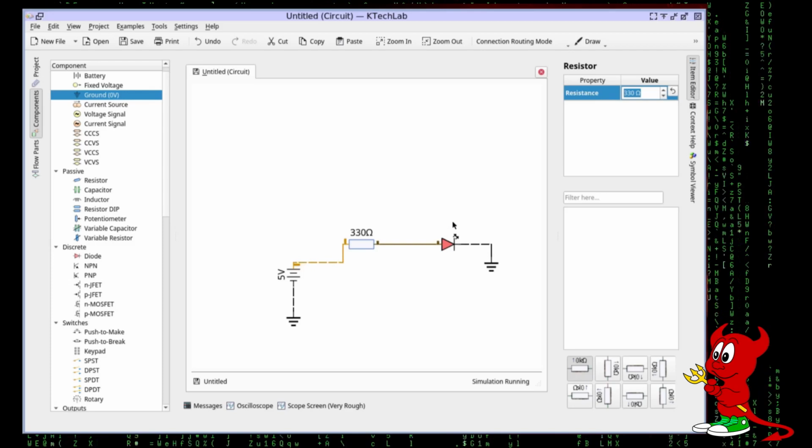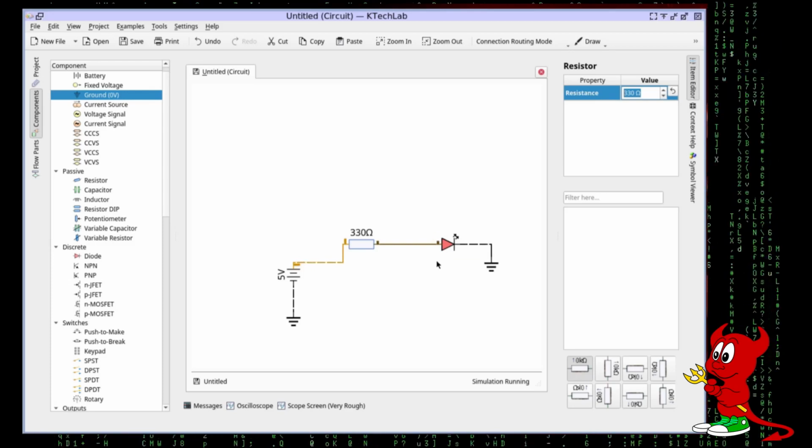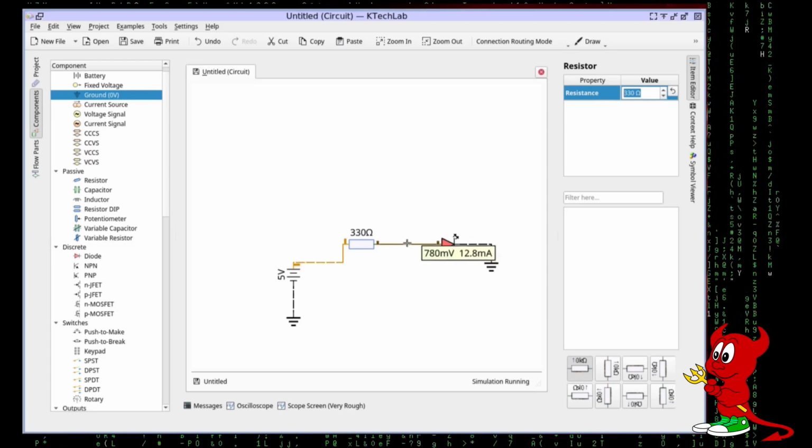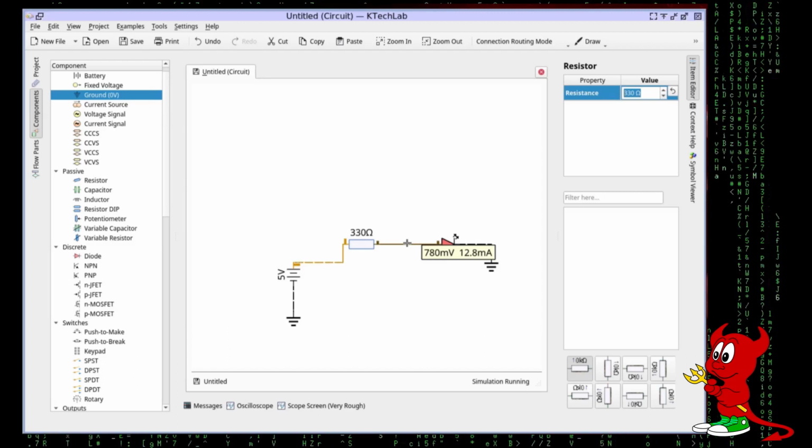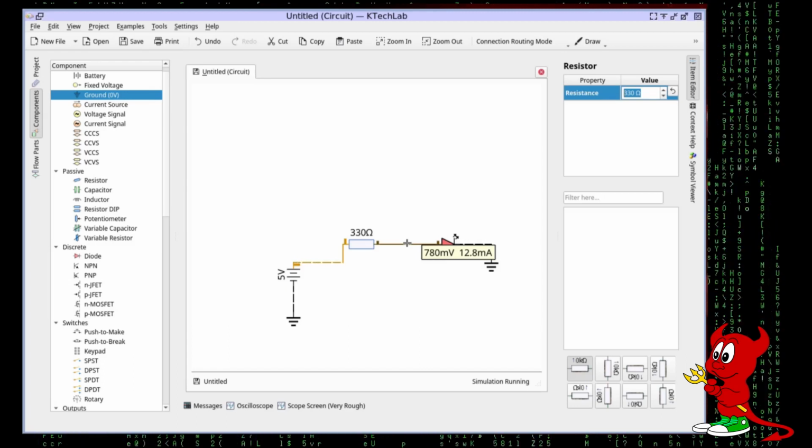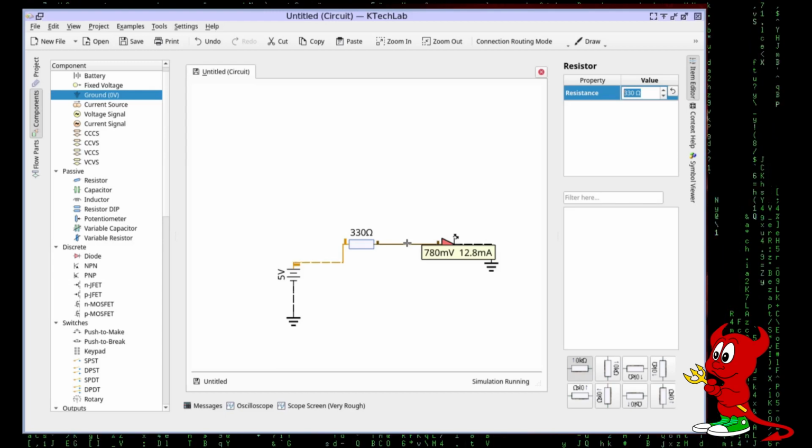Lo and behold, the LED has turned red. How much current do we have? 12.8 milliamps, which is in the range that we would be expecting. Awesome!